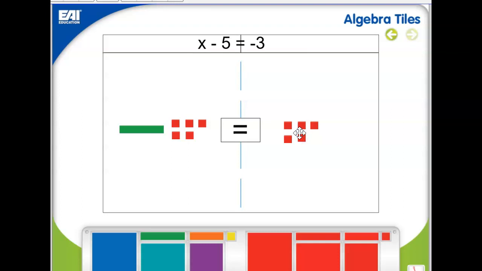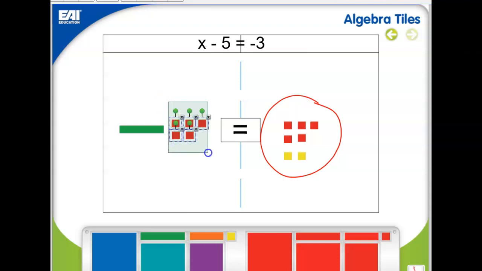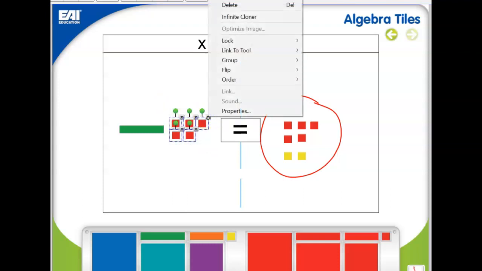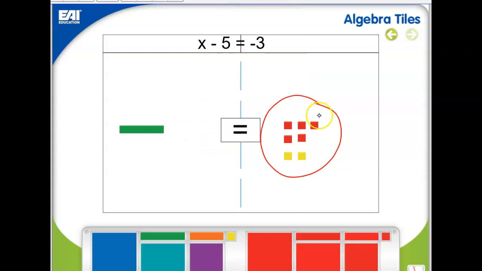But then I've changed the value of what is over there on the right side. So to make the value of the pile on the right side still equal to negative 3, I've got to add 2 positive tiles. The overall value of this pile is still negative 3. And so now I can take away 5 of these red tiles on the left side. But if I do that to the left, I have to do the same thing to the right. So what do I find out? X is equal to positive 2.